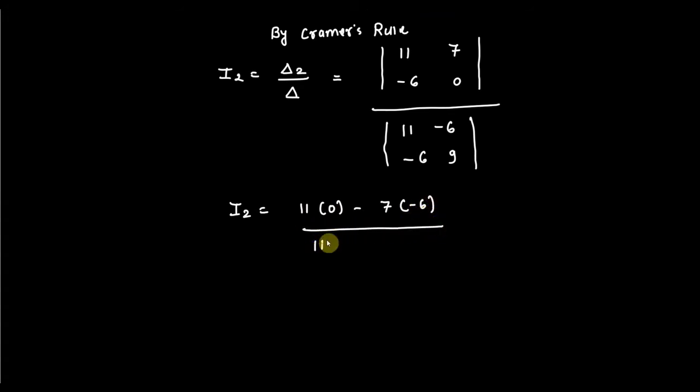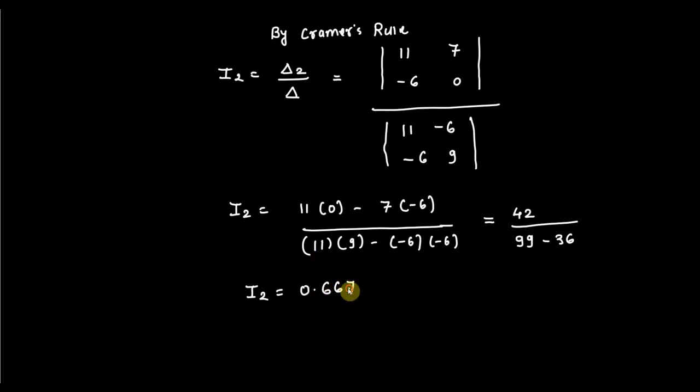This will be cross multiply 11 into 9 minus minus 6 into minus 6. Okay. Now when you solve this, it will become 42 plus this will be 99. This minus and this will be minus 36. If you solve, I have solved this, your I2 comes out to be 0.667 ampere.